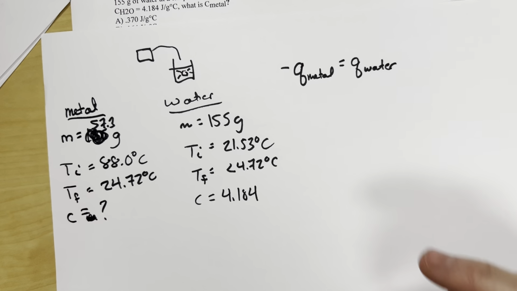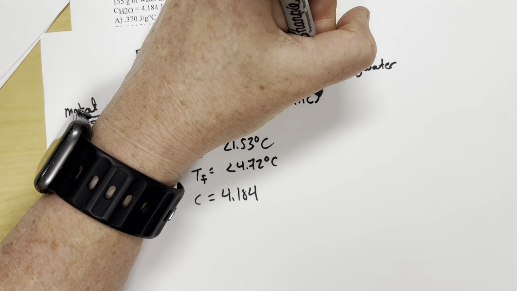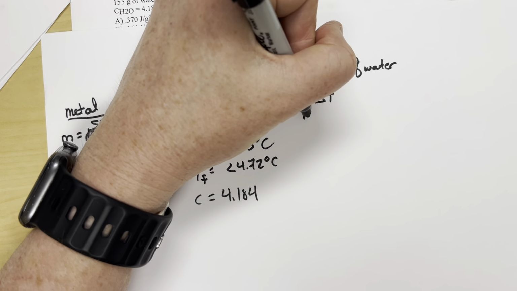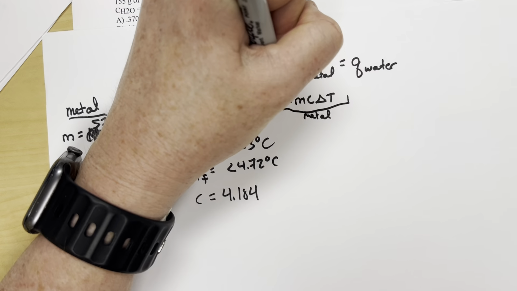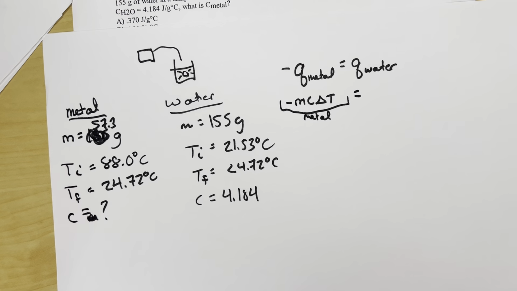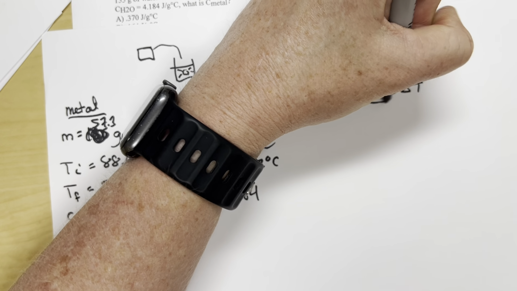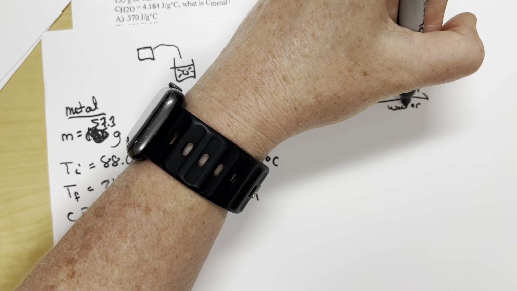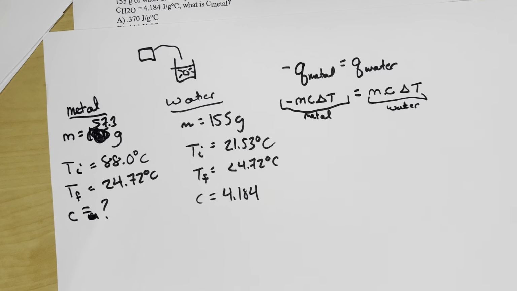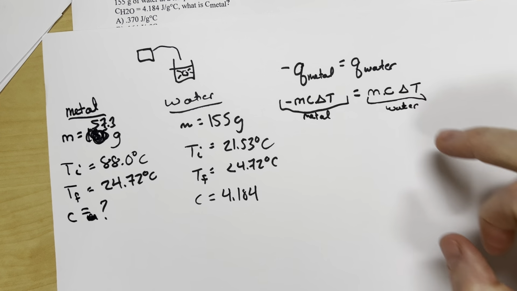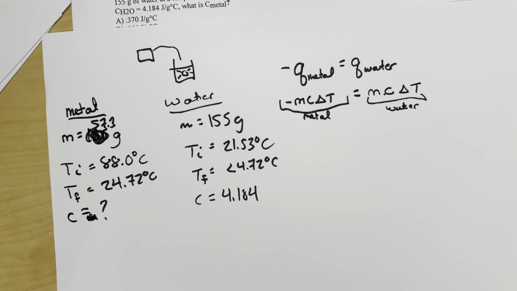And remember that Q equals MC delta T. So our negative MC delta T for the metal must be equal to the positive MC delta T for the water. Okay, so negative MC delta T for the metal is equal to the positive MC delta T for the water. And now we can just plug and chug things in.